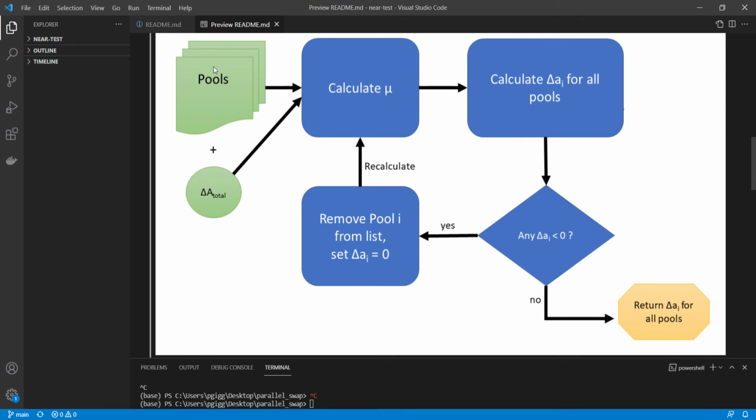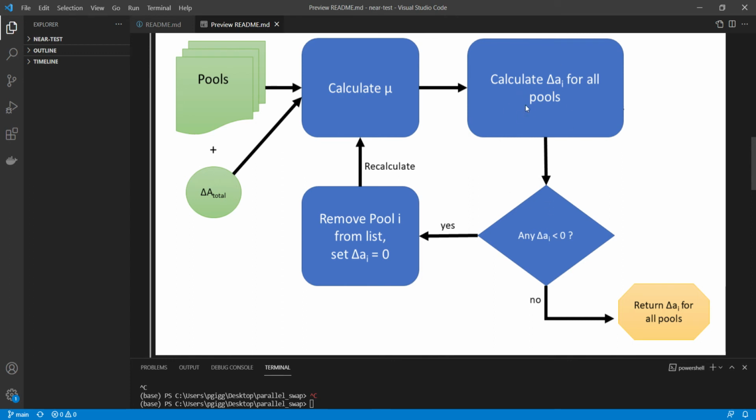And so you have a certain amount of liquidity pools and then a certain total amount of token A you want to trade in. First, you have to calculate this quantity called mu that's just a function of these pools and the amount you want to trade in. This will give you a way of calculating the delta A sub i for each of the pools. So this is the part of the total delta A that you want to give to each of the pools.